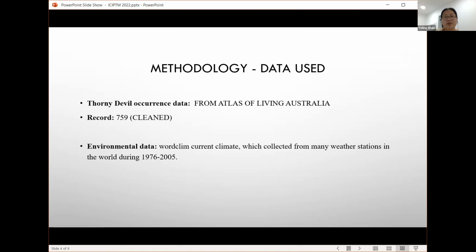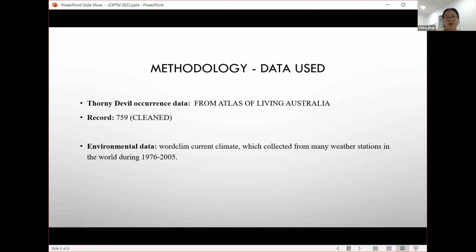In this research, for the methodology, we selected the thorny devil occurrence data. The data is collected from the organization Atlas of Living Australia. It is a native species in Australia, and it only lives in the middle, east and west of Australia, so it will not have too much influence from migration of the species. We also cleaned the occurrence data, and after cleaning the data record is around 759.